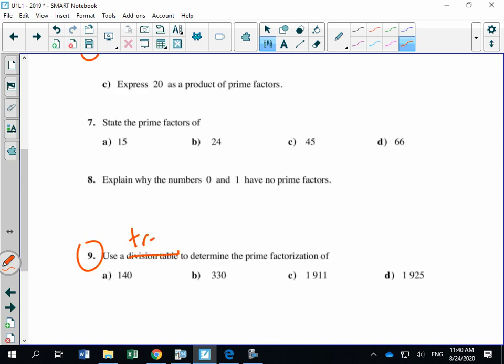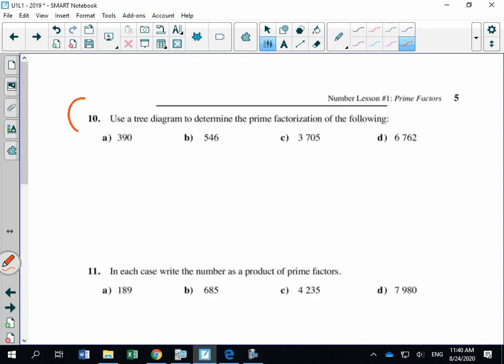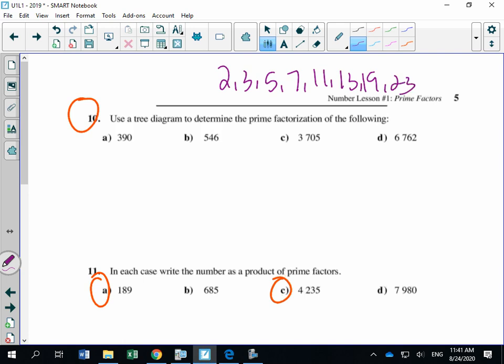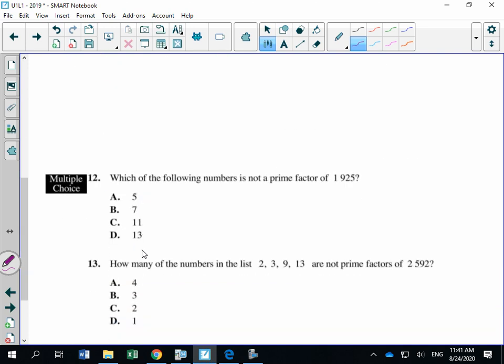Now, use a division table. No, tree diagram, to determine the prime factorization of. I want you to do 10. It says use a tree diagram. Okay, we're good with that. 11, I want you to do A, and I want you to do C. And remember, next to all these questions, write your prime factors. Okay, so you do that for every single question. So 11 AC, I want you to do number 12.